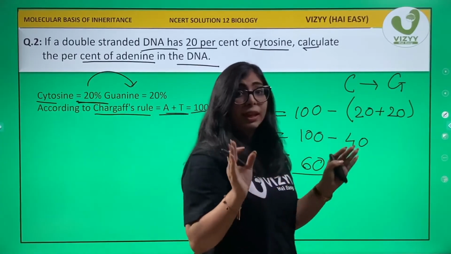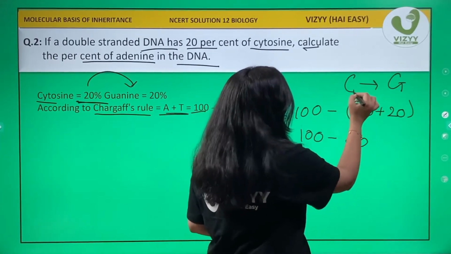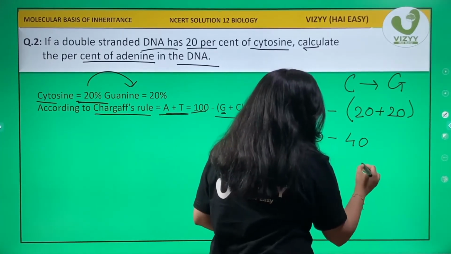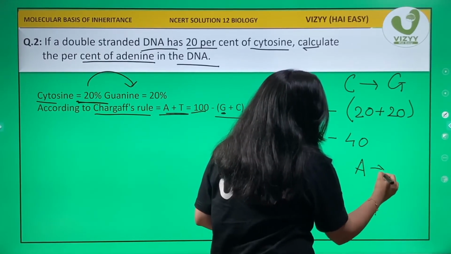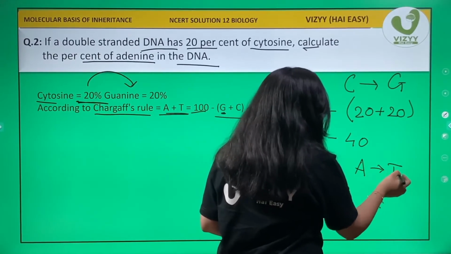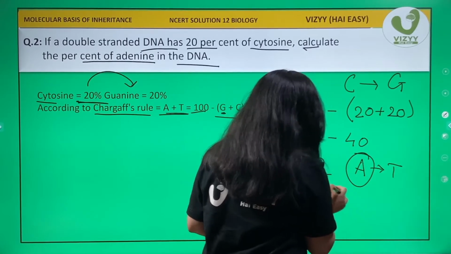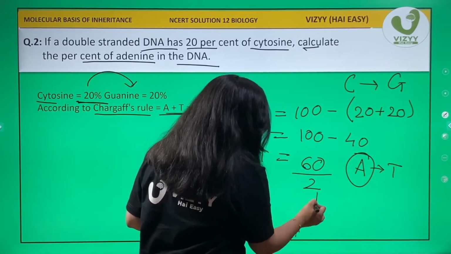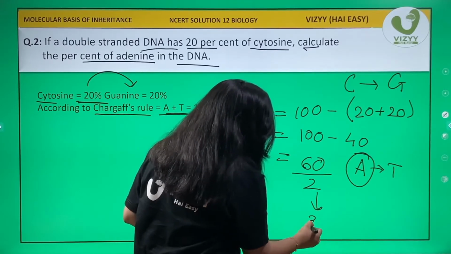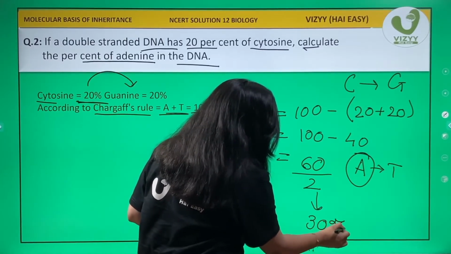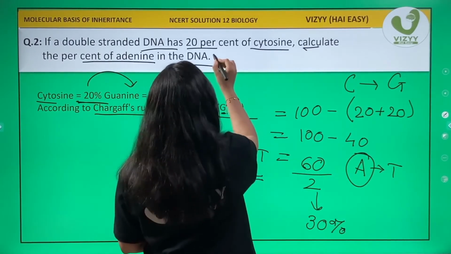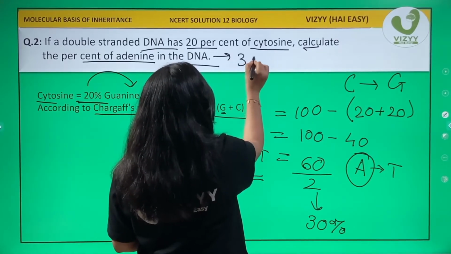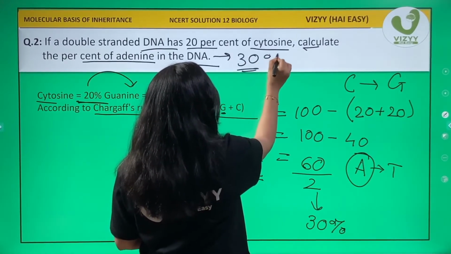Now, in the same manner as C is complementary to G, A is complementary to T. Therefore, to find adenine, this will be half of it. So this 60 becomes 30. So the ratio over here, or the answer over here, is equal to 30%.